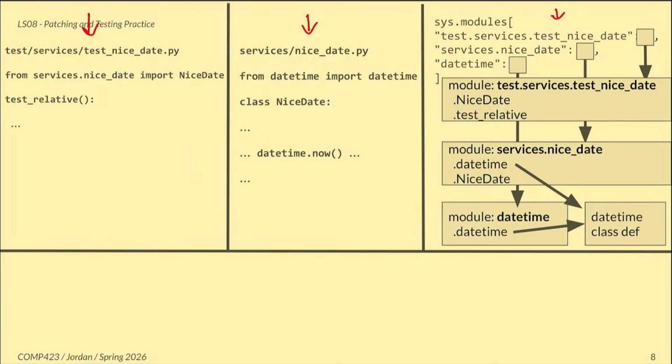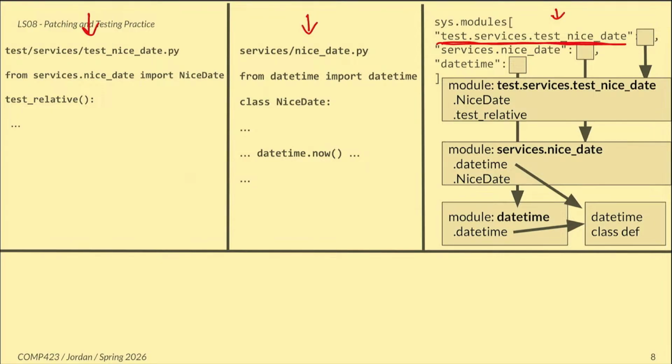create a new entry in its sys.modules dictionary. So notice this key is actually the fully qualified name of our testing module, right? And you can import this, and you can look at this. This is something that if you open up the REPL, you could play around with this directly.